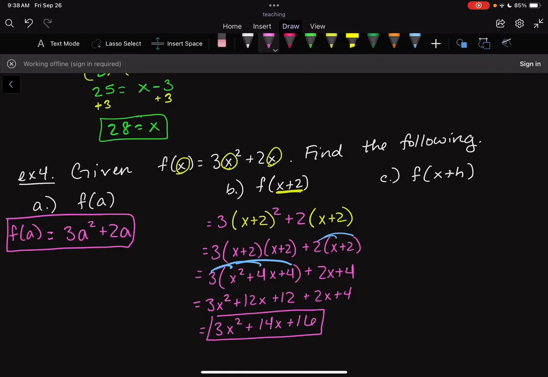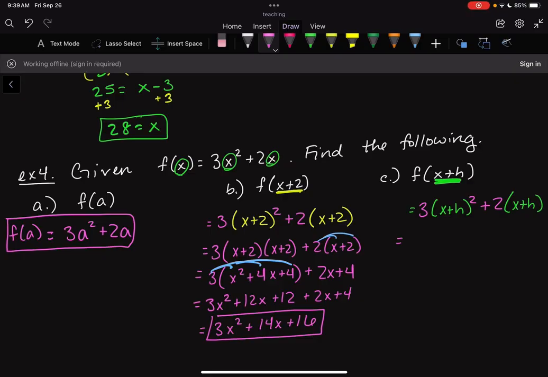Now for my part C, very, very similar. Everywhere I see an x, I'm going to replace it with x plus h. So I have 3, and then I have an x right here, so that's going to be x plus h, and it's still squared, plus 2, and then I have an x, so it's going to be x plus h. Just make sure you remember that if it's an expression that you're plugging in, you're going to want some parentheses.